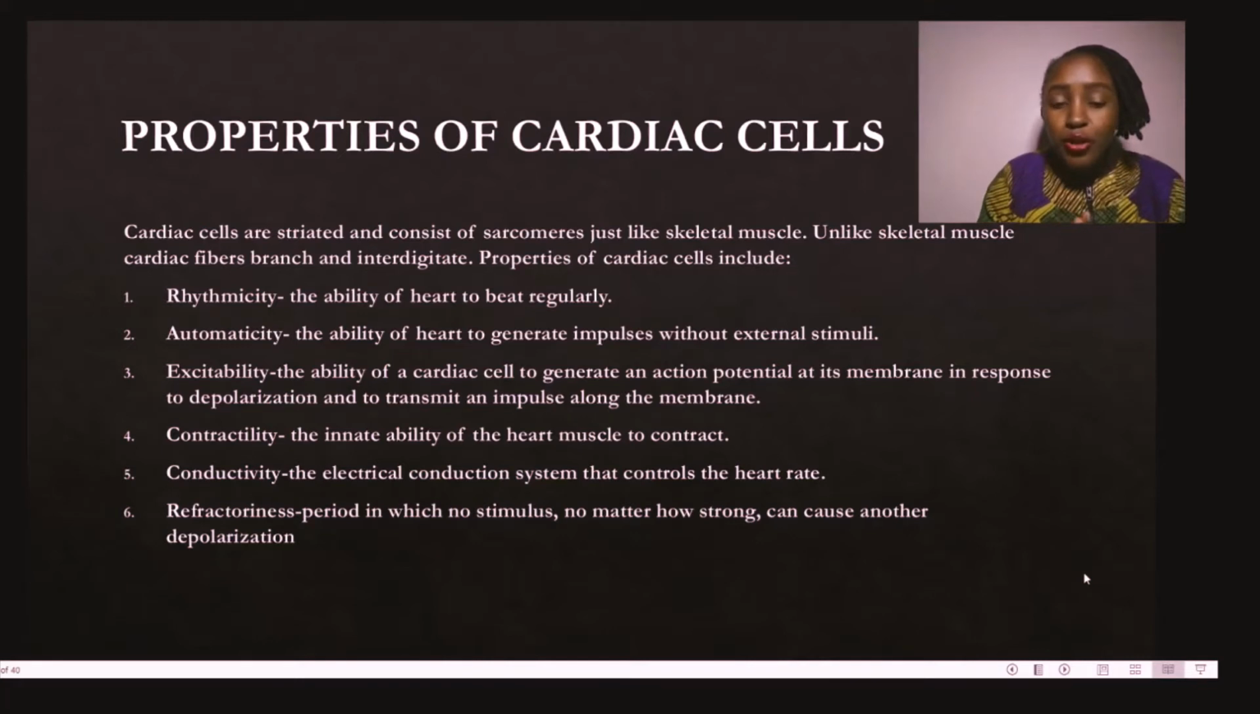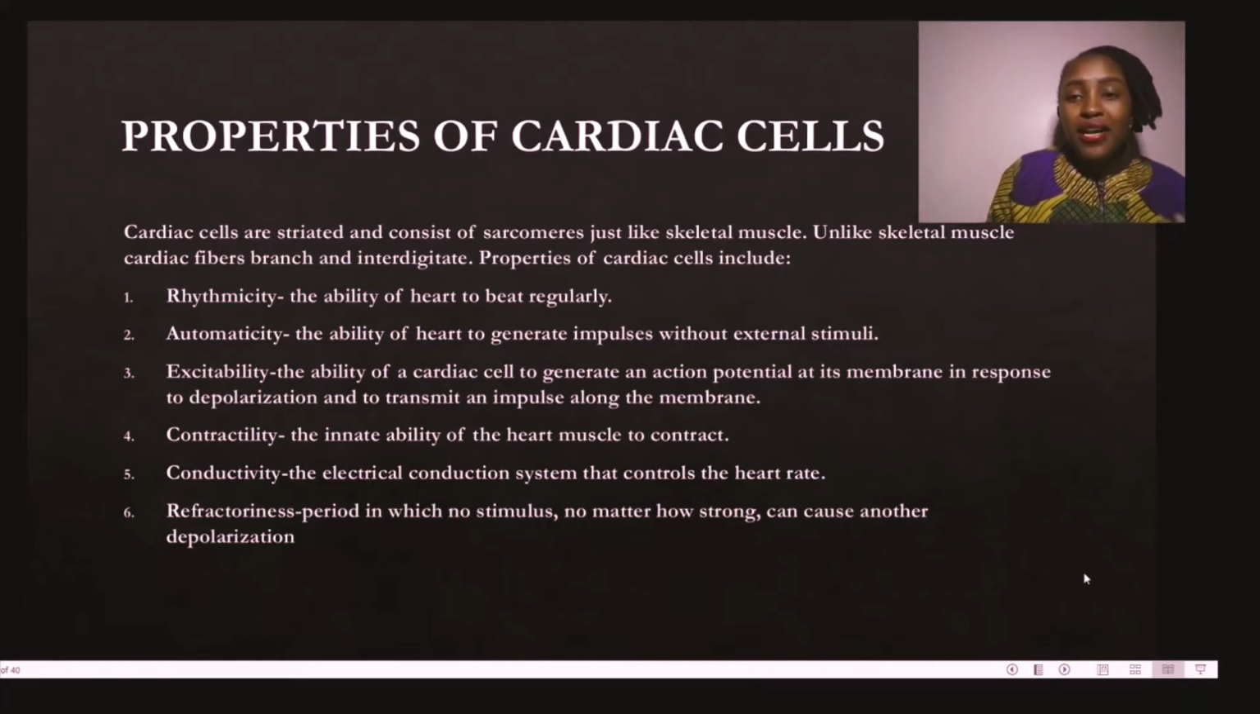Then we have refractoriness, the period in which no stimulus, no matter how strong, can cause another depolarization. Remember that in the action potential, we have three main processes: polarization, depolarization, and then repolarization. When it comes to polarization, the heart cells are actually at rest. That is the resting potential, because the ions are controlled well and separated adequately by the cardiac membrane.